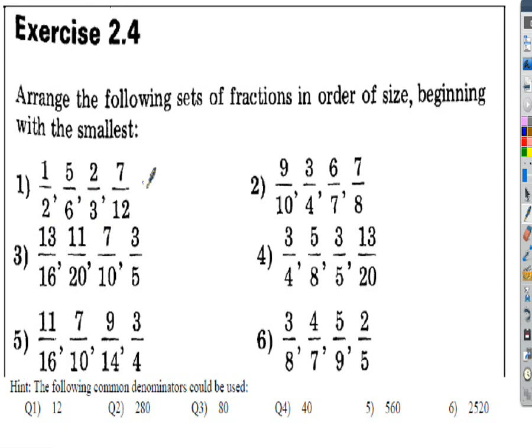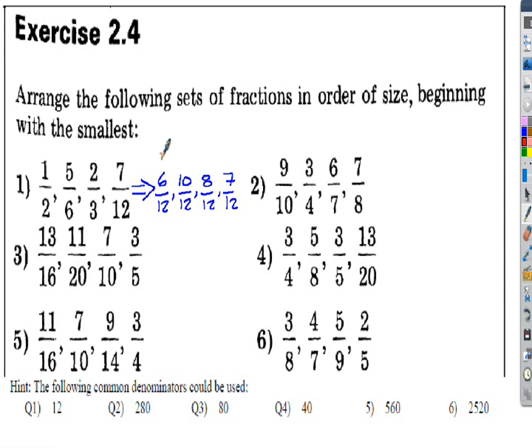So taking the first term of a half, I need to multiply top and bottom by 6 here, so I will get 6 over 12. Taking the second fraction, 5 upon 6, I need to multiply top and bottom by 2 here. So that becomes 10 upon 12. Taking the third fraction, 2 upon 3, I need to multiply top and bottom by 4 here. So that becomes 8 over 12. And the last fraction is obviously written over 12.